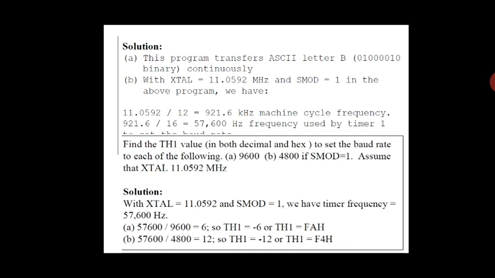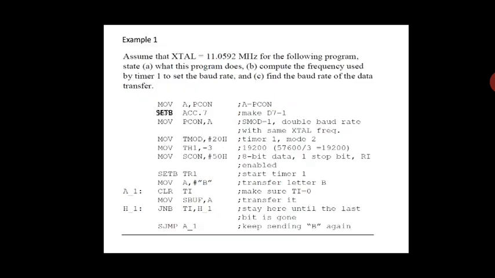Okay, now if I divide by 12, we get 921.6 kilohertz machine cycle. I hope you can understand why I took 16 here: because the baud rate will be getting doubled, instead of dividing by 32, we have to divide by 16. Ultimately, otherwise you can double it. Now you will get 57,600 hertz as the frequency used by Timer 1, and its baud rate would be 9600. Okay, I hope you can see that with SMOD set, the baud rate will be 19,200.